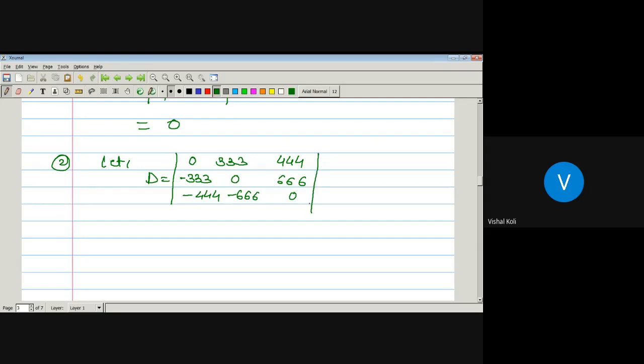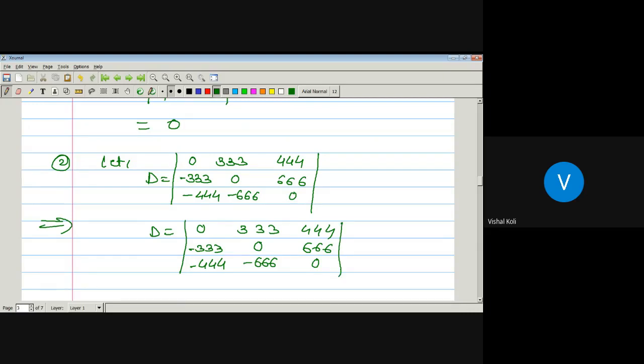Now this will be a skew symmetric matrix. This is equal to minus A transpose. Now we have to find its determinant value. Let us see how to find it. Its value is D equal to this one: 0, 333, 444, minus 333, 0, 666, minus 444, minus 666, 0.